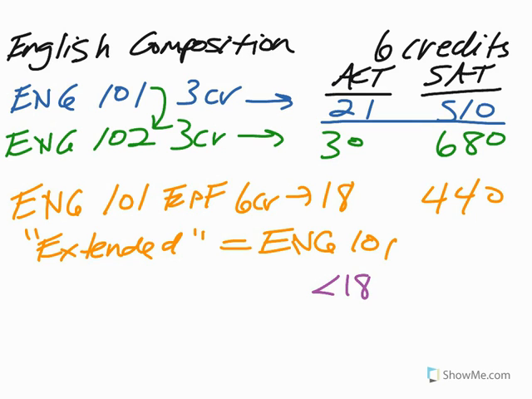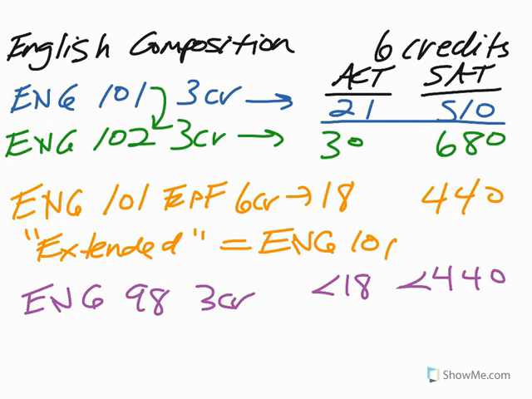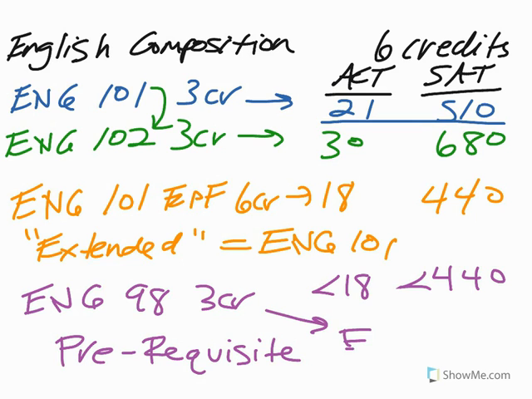If, however, you scored below an 18 or below a 440 or did not take the ACT or SAT, you would then have to take English 98 for 3 credits. English 98 is a prerequisite for English 101. So what that means is you have to take English 98 before you can take English 101. So you'd have to take English 98, then after 98 you'd have to take English 101 to complete your requirements.